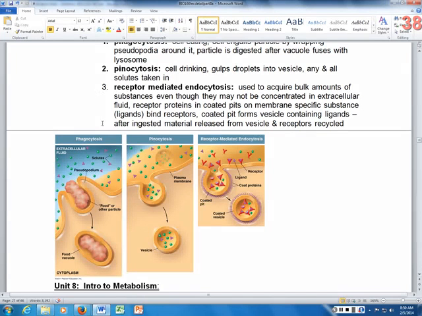So receptor-mediated endocytosis, this is a way of getting in bulk amounts of a substance even though they may not be concentrated in the extracellular area. So with this one, what you have are these receptor proteins in these coated pits, and it will form vesicles containing ligands that after the material is ingested, it gets released and the vesicle gets recycled. So by having the receptor in there, it's going to help to bring in more of it, and you can concentrate it and bring it in rather than having to just wait on the natural concentration to drive it.